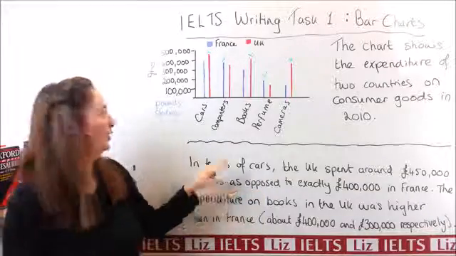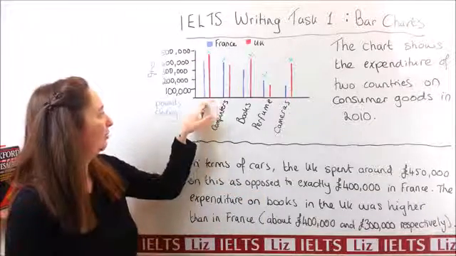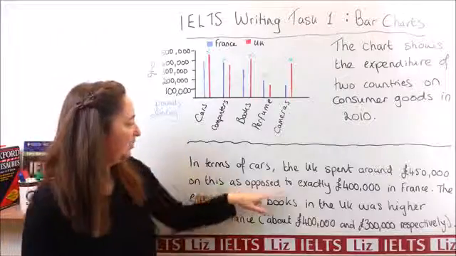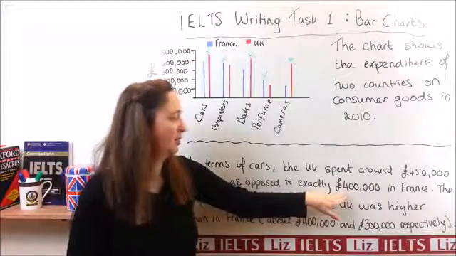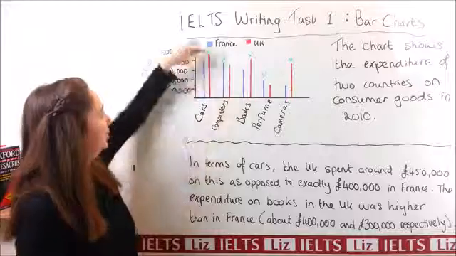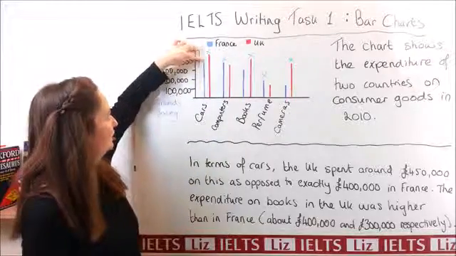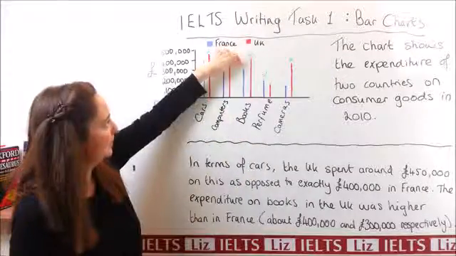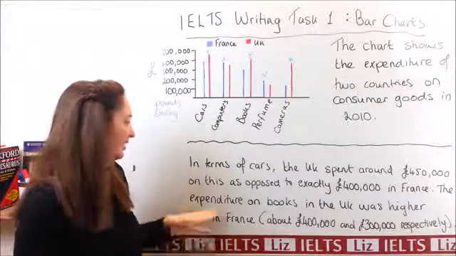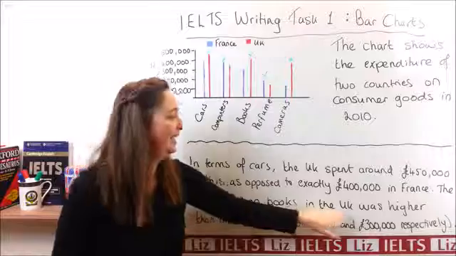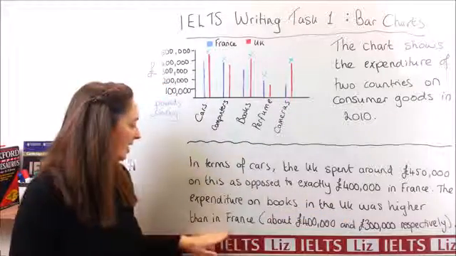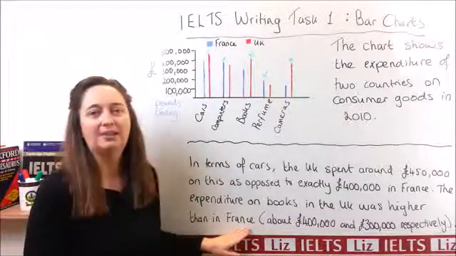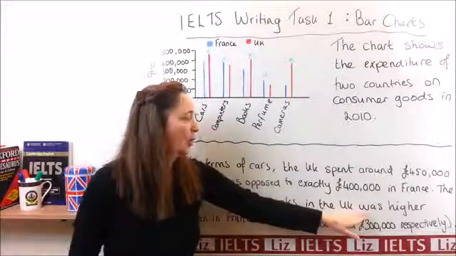to connect the information about France and England, as opposed to exactly £400,000 in France. And you can see here we've got £400,000. Then we move on to books, that's this one here. And it says that the expenditure on books in the UK was higher than in France. So we've got another comparative.